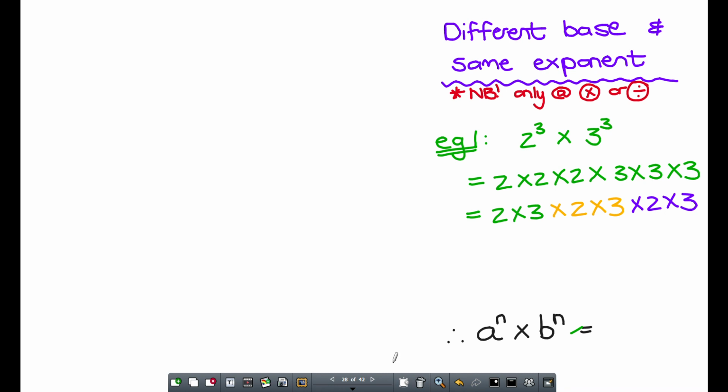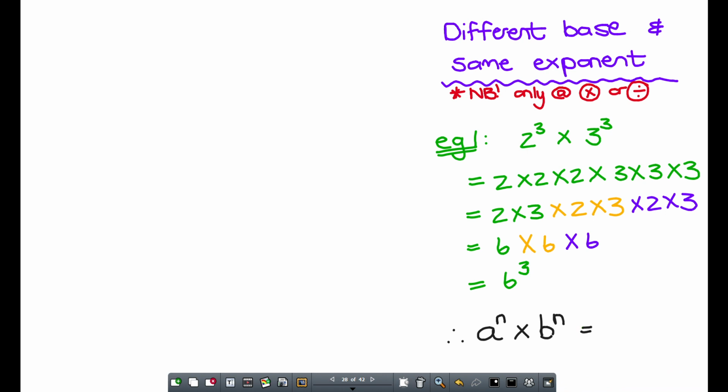Now that green part is going to give me 2 times 3, which is 6. And the orange one, 2 times 3 is going to give me 6. And the blue one, 2 times 3 is going to give me 6. And that is the same as 6 to the power of 3. Do you guys fully understand how I got up until there?